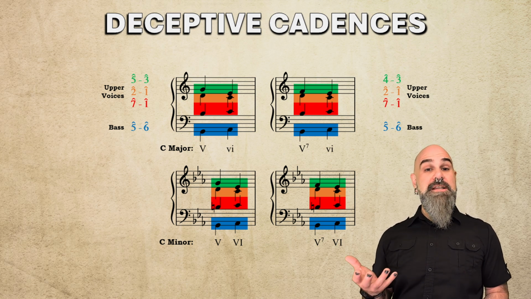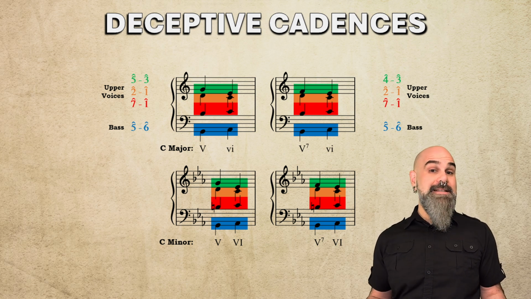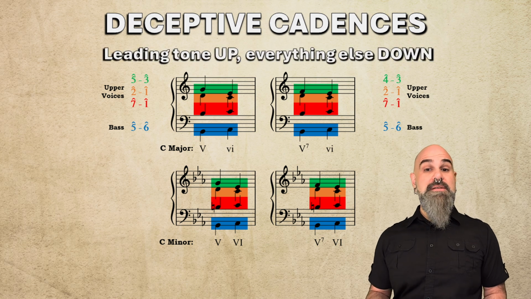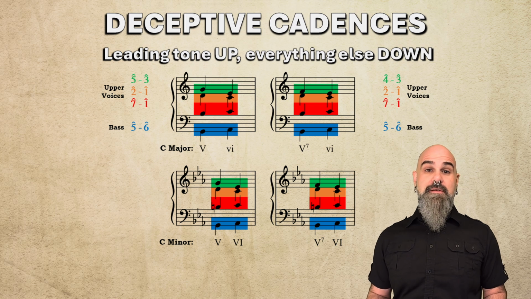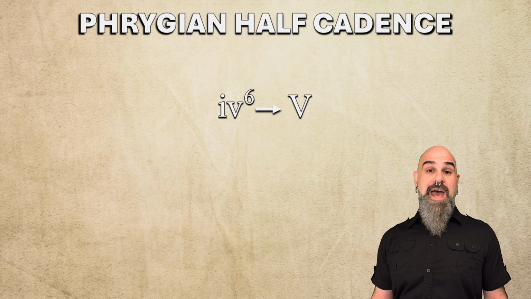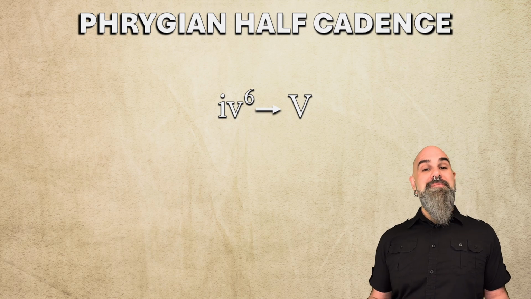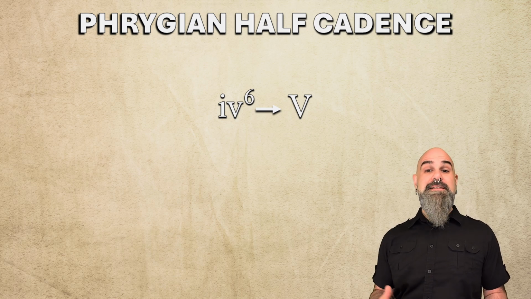Surprise. You're expecting the tonic, but you get the submediant instead. The 3 upper voices all move as if this were an authentic cadence. The bass is the only one doing something different. Now for the hardest cadence, which is full of hidden dangers, the Phrygian half cadence. This is only found in minor keys, moving from 4-6 to 5.